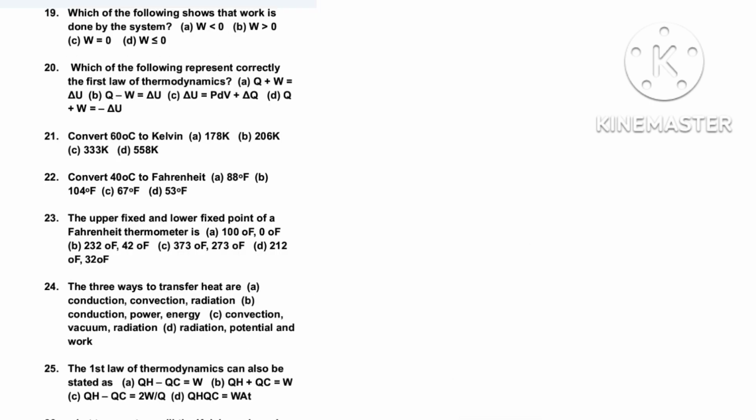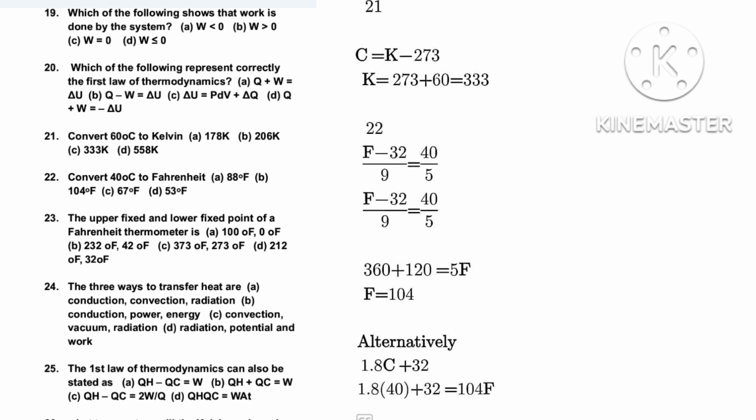So moving to the next question, the following shows the work done by a system. Now if the work is done by the system, then it is done on the surroundings. So that's A, work done is less than 0. So the correct representation of the first law of thermodynamics is option B, that's change in U equals Q minus work done, quantity of heat minus the work done.